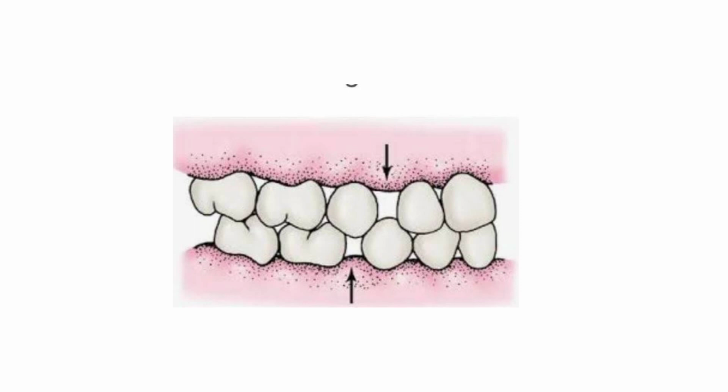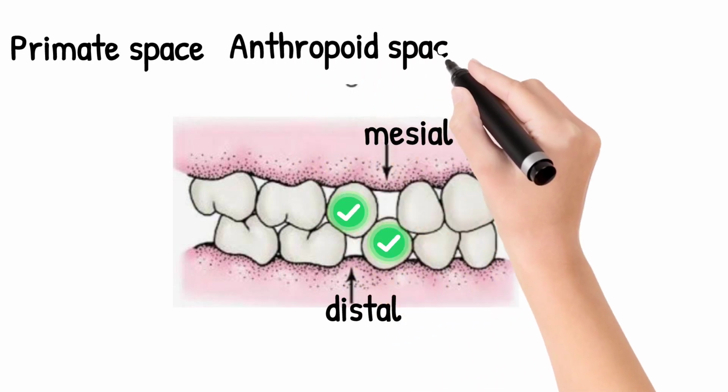Natural spacing in the maxillary arch, mesial to canine, and in the mandibular arch, distal to canine, is known as primate space, or anthropoid space, or simian space.